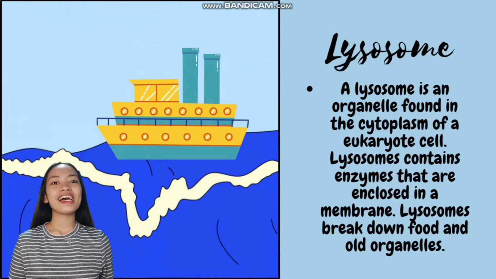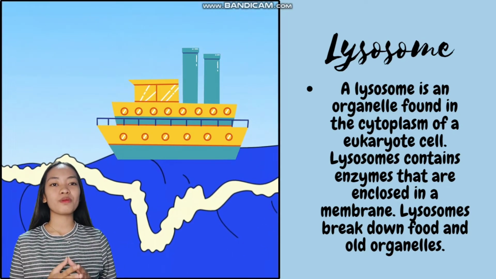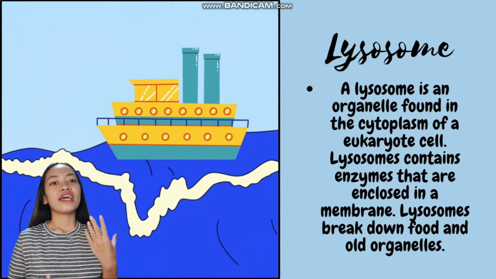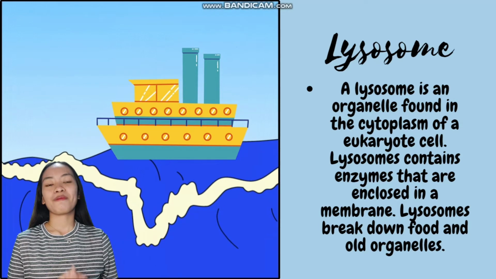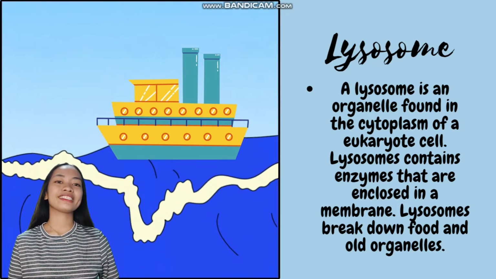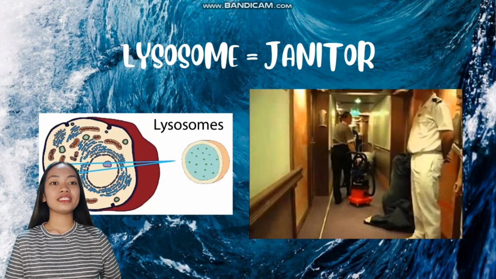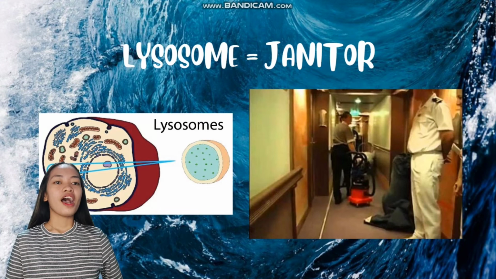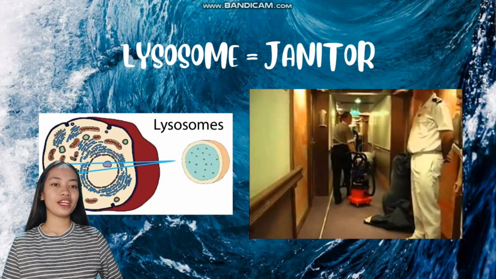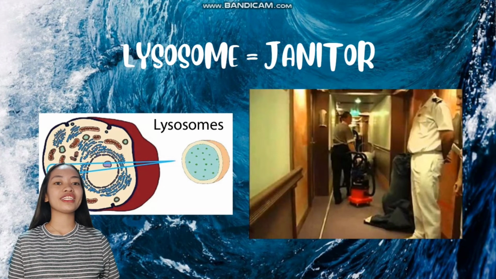And lastly, lysosome. A lysosome is an organelle found in the cytoplasm of a eukaryote cell. Lysosomes contain enzymes that are enclosed in a membrane. Lysosomes break down food and old organelles. The janitors keep things clean and orderly in the ship, and they are like lysosomes in cells, since lysosomes help clean up the cell by getting rid of any waste, like a janitor does when cleaning up the ship.